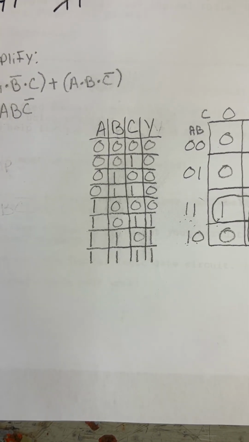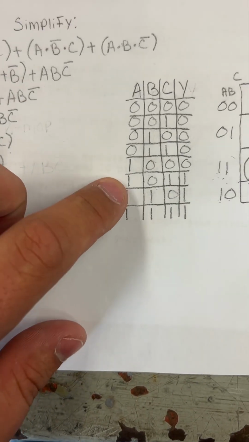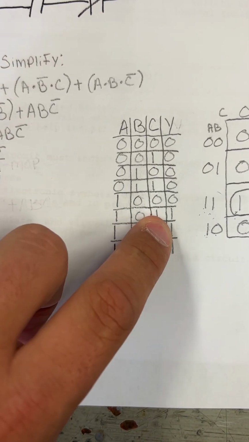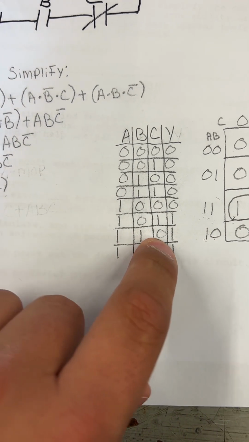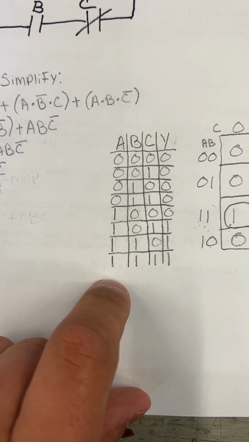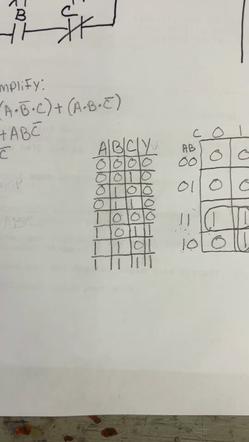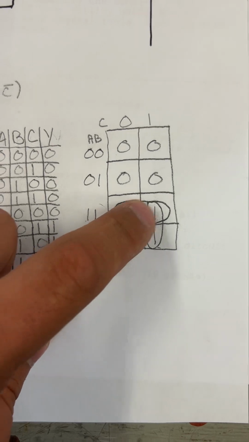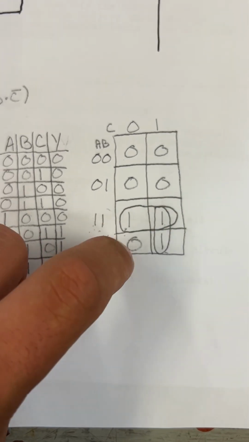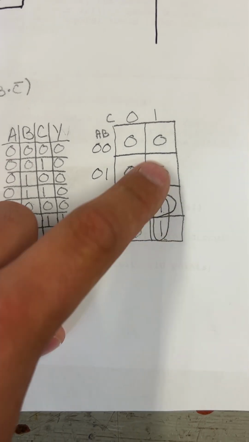Our truth table, we have A, C gives you the output, A, B, not C gives you the output, and then A, B, and C give you output. For our K mapping, we have the group here and the group here going over to A and B, and then going up to C.